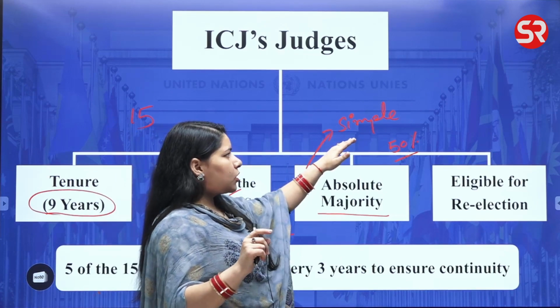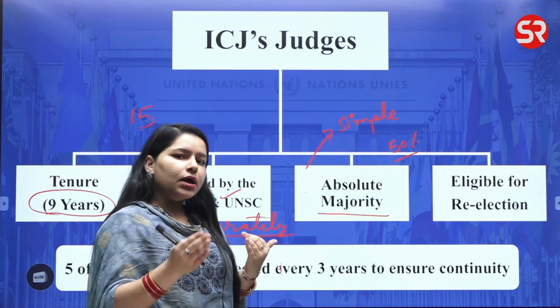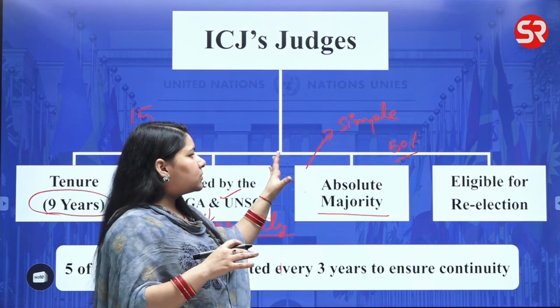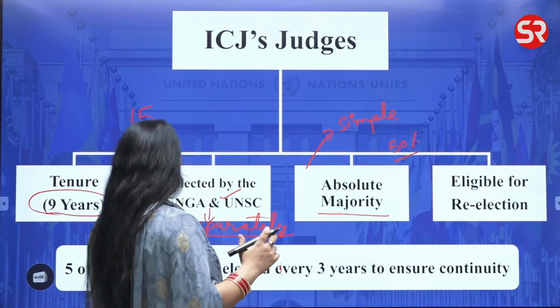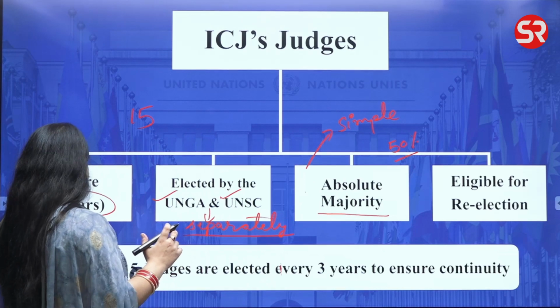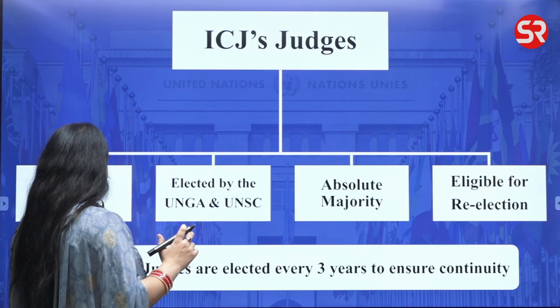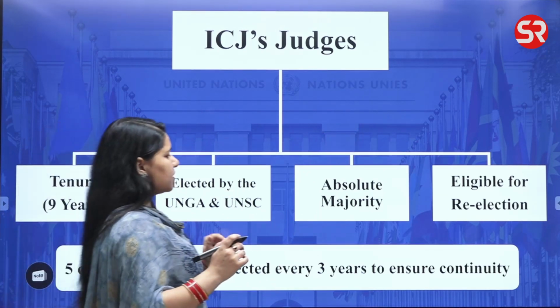But in simple majority, we count how many are present and voting, and from their voting we decide the majority. But in absolute majority, it is all the members, not only those present and voting. So do remember the difference between absolute and simple majority.